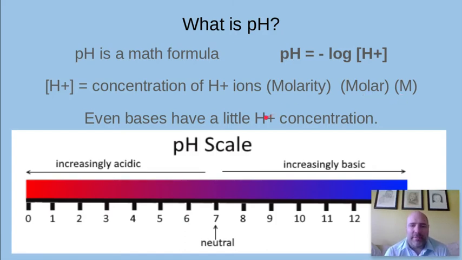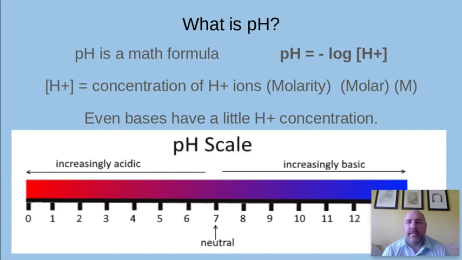So even bases have a little bit of H plus. And so when we find the pH, you take the negative log. Now, in math class, you may have learned about logarithms. You have a log button on your calculator, and this is a scale that's based on the power of 10. And when you learned about logarithmic scales, your teacher in math may have said, like, well, you're going to use this in science class, and the pH scale is what they might have been talking about.